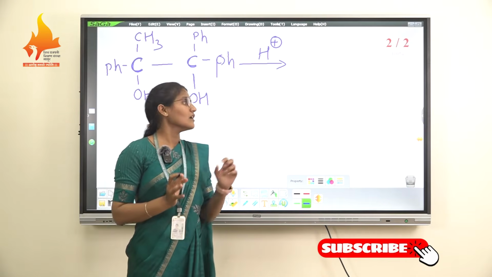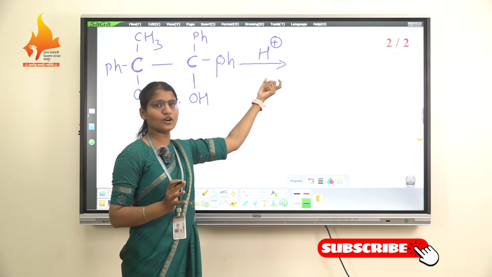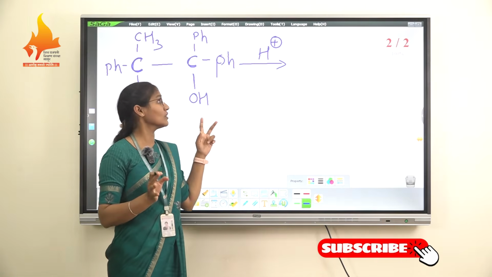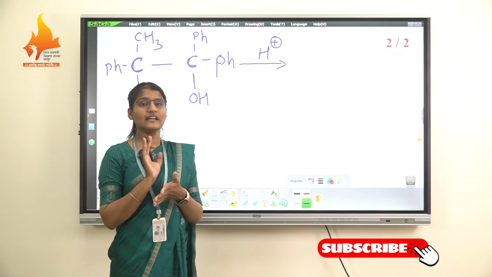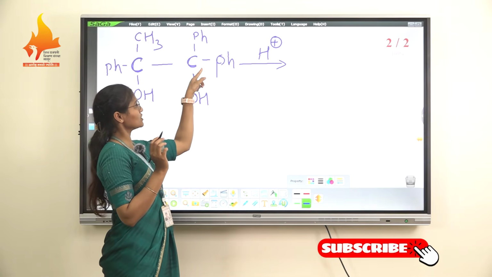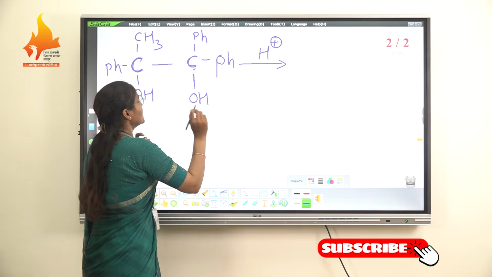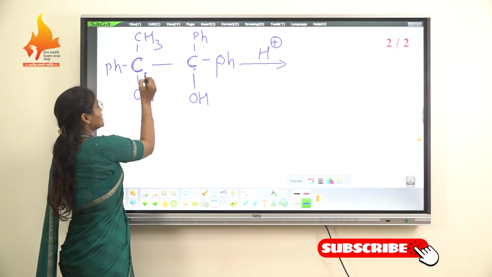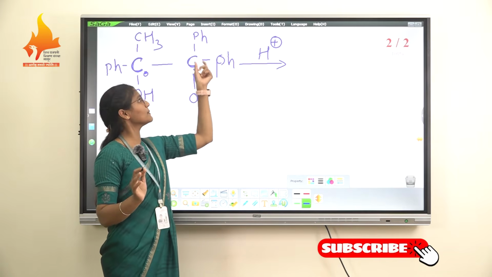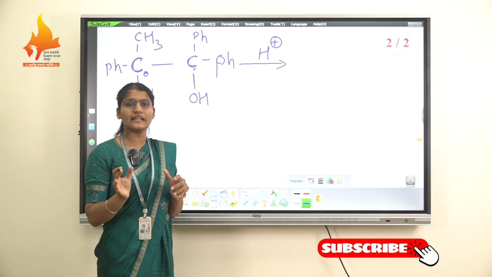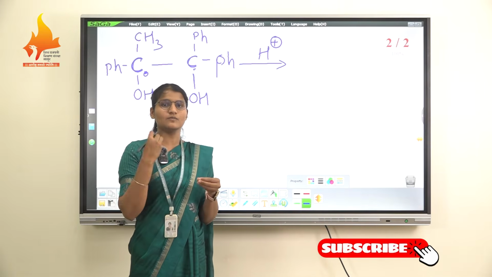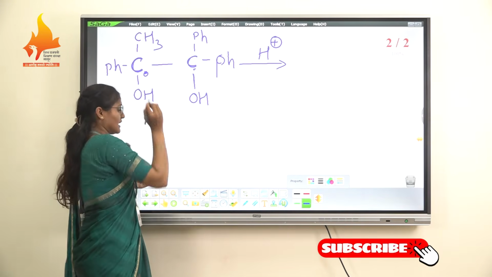After the first step, the abstraction of proton, comes the removal of water molecule. In both cases there is a departure of water molecule, but the question is which carbocation is more stable. If we remove the water molecule from this carbon, we will get positive charge over here. If we remove it from here, we will get positive charge over there. This carbocation is more stable due to the presence of two benzene rings. It is delocalized in two benzene rings. That's why this carbocation is more stable as compared to the other.